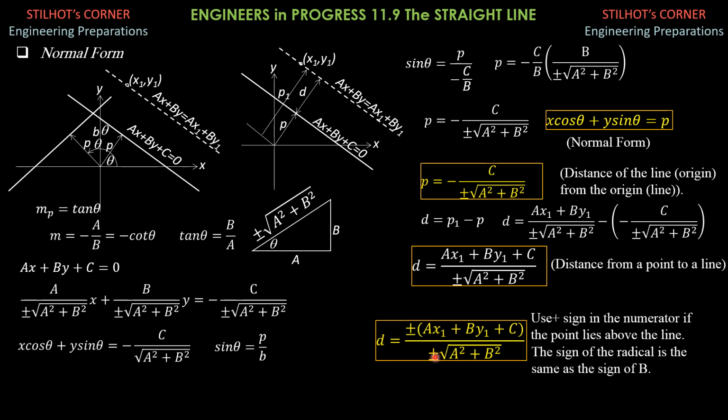So if the sign of b is negative, then use negative as the sign of the radical. If the point lies above the line, then use plus. Minus if the point lies below. So the resulting sign here should be always positive. But for pure distance, because when you say distance of the point from the line, it is understood positive, then we simply put absolute value bars.